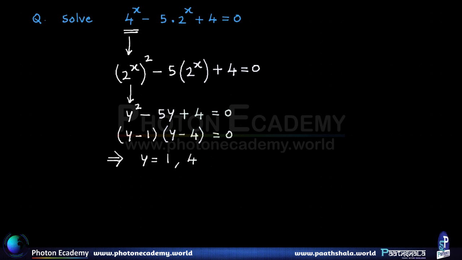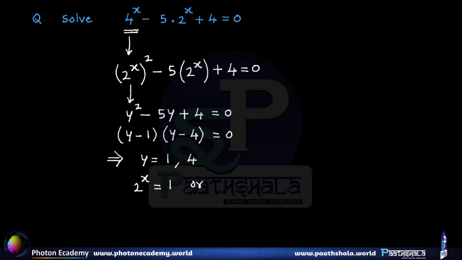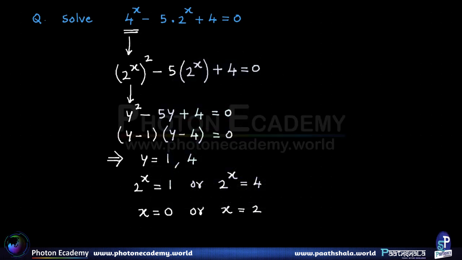So if y is equal to 1 or 4, it means that 2 raised to x must be equal to 1, or 2 raised to x must be equal to 4. Therefore we get x is equal to either 0 or x is equal to 2. So the two roots of the given equation are 0 and 2.